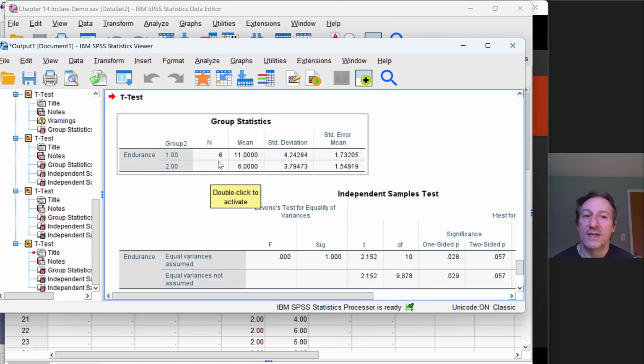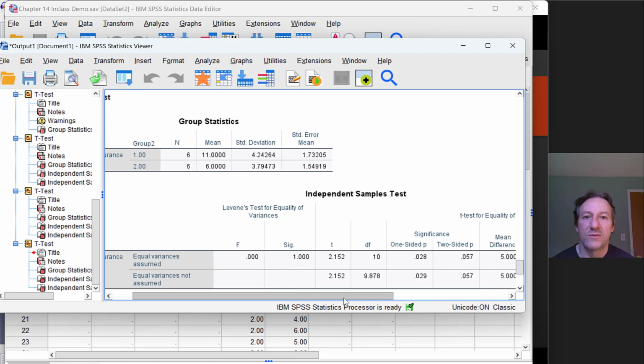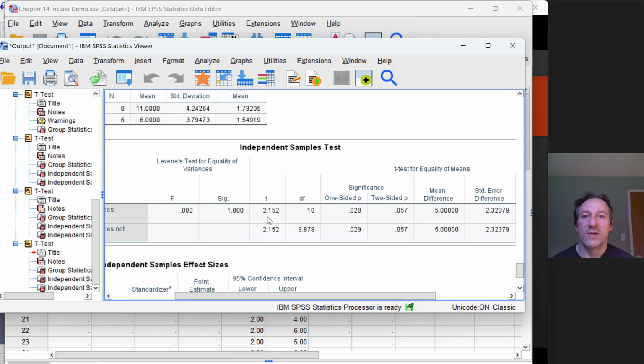In group 1, the experimental group, they had a mean of 11. The control group had a mean of 6. There's your standard deviations. This is what we're interested in. T value, 2.15. And so we did do that one-sided, one-tailed, so we do get a significant finding. P is at 0.03, so P less than 0.05. If we'd done a two-tail, it would not have been.